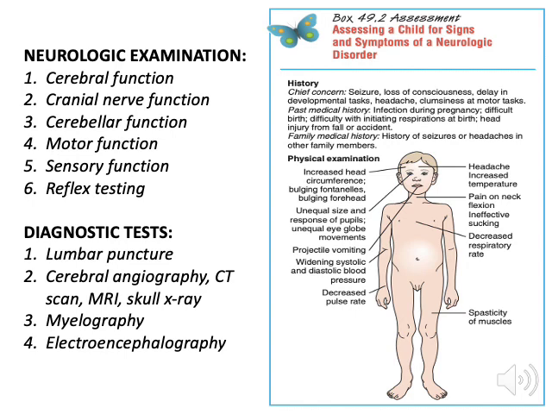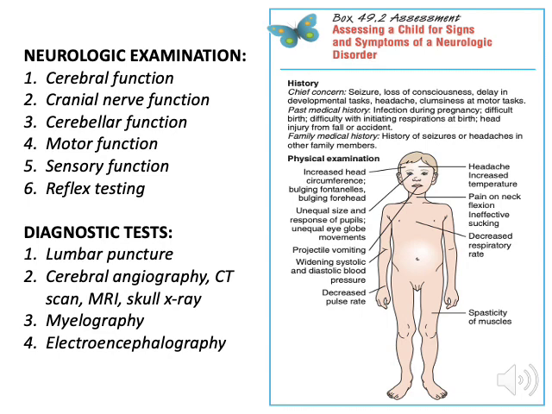Also, a variety of diagnostic tests may be ordered to provide more information should any abnormalities be detected in the health history, physical examination, or neurologic examination. First is the lumbar puncture. It is the aspiration of CSF in the lumbar area for analysis. Second is cerebral angiography, CT scan, MRI, or skull X-ray. This visualizes the brain. Third is myelography. This test is to visualize the spinal cord.